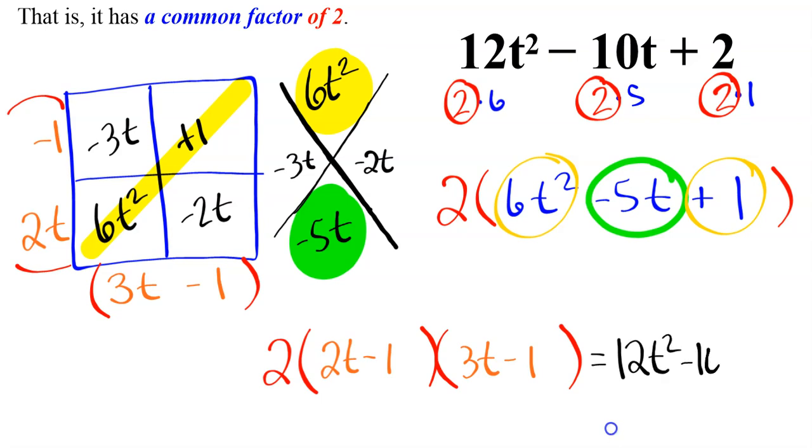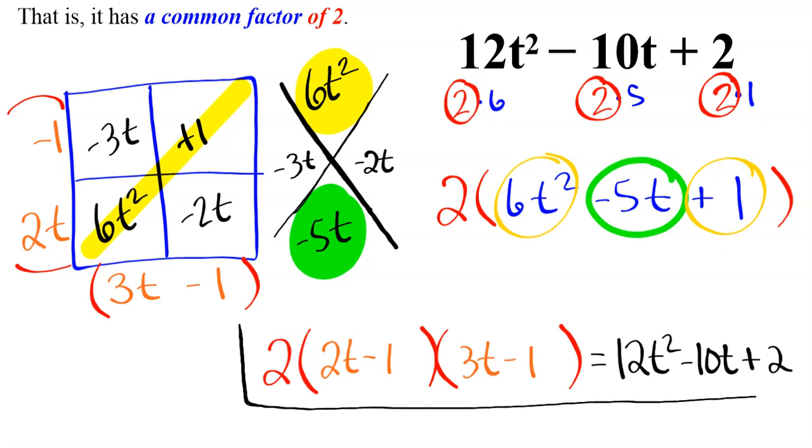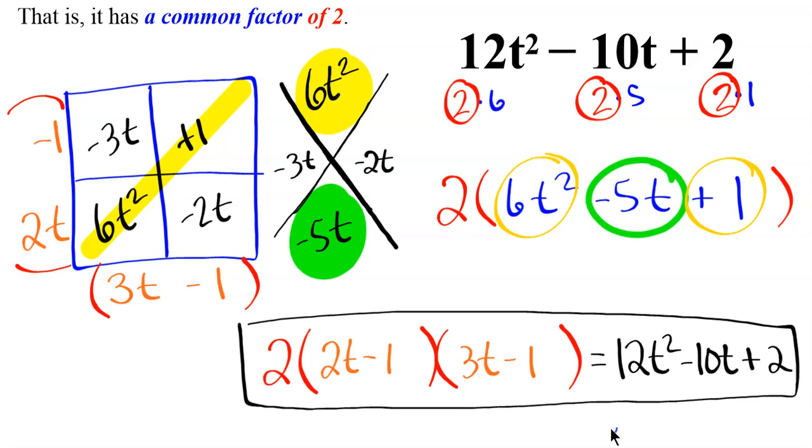And when we multiply all that out, we will end up getting 12t squared minus 10t plus 2, as long as we multiply this whole box times 2. So that's the one thing that you got to remember: you're not done when you think you're done. So we took that 2, put it here. We took the 2, the red 2, and then the orange pieces.